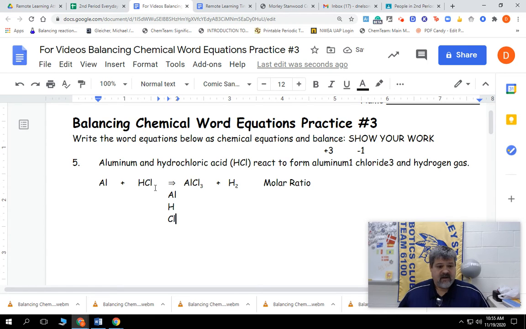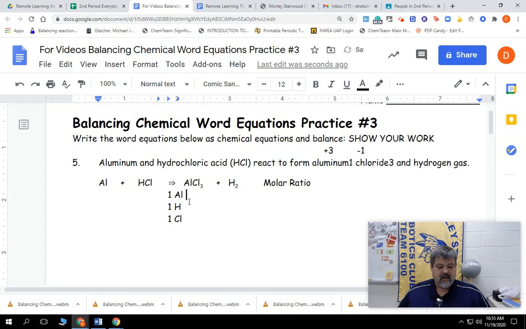Now I do not have any polyatomic ions on either side. So those are the only 3 elements that we have. So on this side we have how many aluminum? Correct answer is 1. How many hydrogens? 1. How many chlorine? 1.